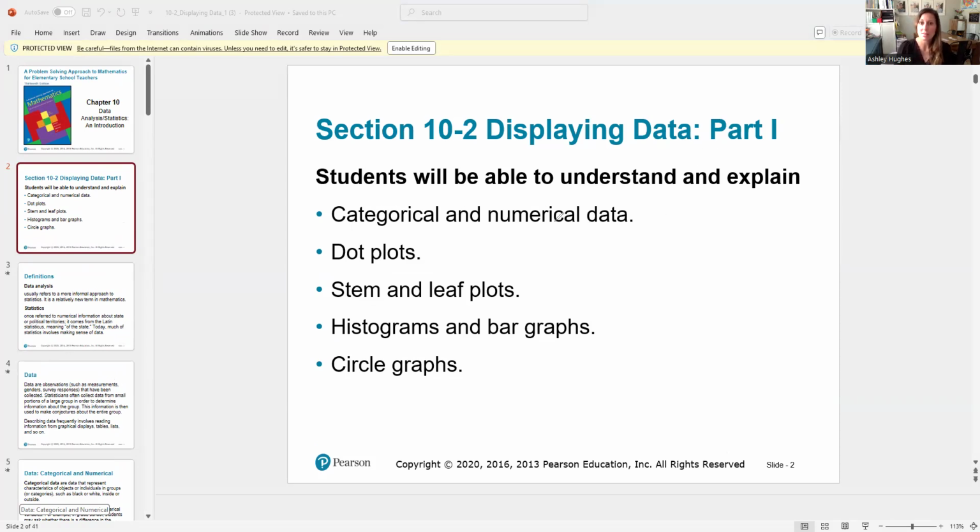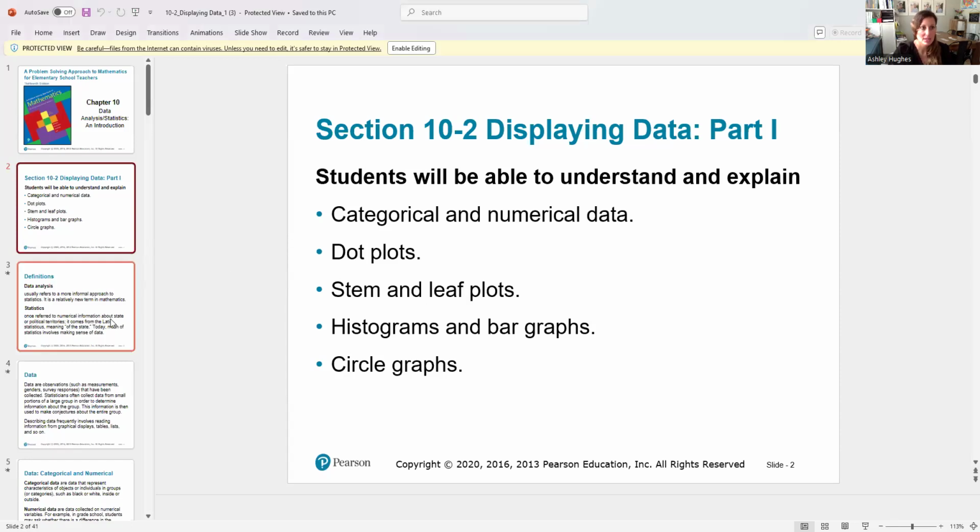So we have numerical data, or categorical data. Categories would be like, do you like to eat hamburgers or pizza or hot dog for lunch? Numerical is like, how often does this thing occur? We have dot plots, stem and leaf plots, histograms, bar graphs and circle graphs.